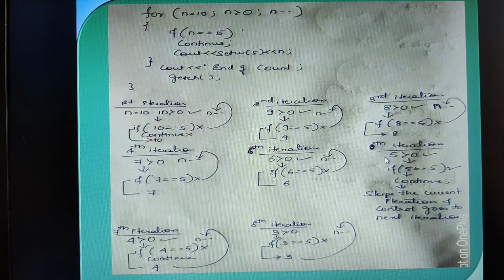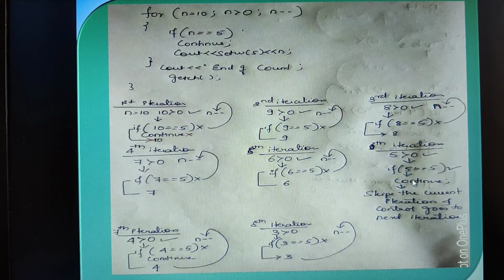Now look at this when it comes to this particular iteration, the 6th iteration. At this point of time, what is the value of n, children? That's 5. 5 is greater than 0. Yes, the condition is true. On satisfying, we are checking the condition: if 5 is equal to 5, the condition is true. On satisfying this condition, continue will be executed.